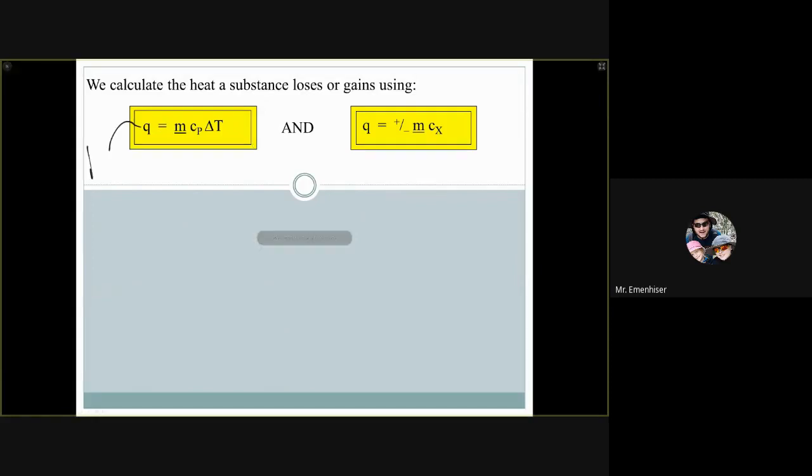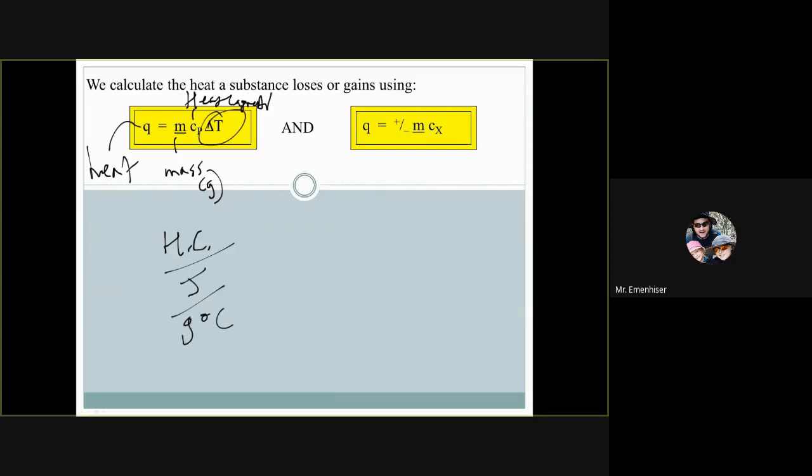So this is the heat. This is mass in grams. This is the heat capacity, which is usually joules per gram degree Celsius. And then change in temperature is the final temperature minus the initial temperature.